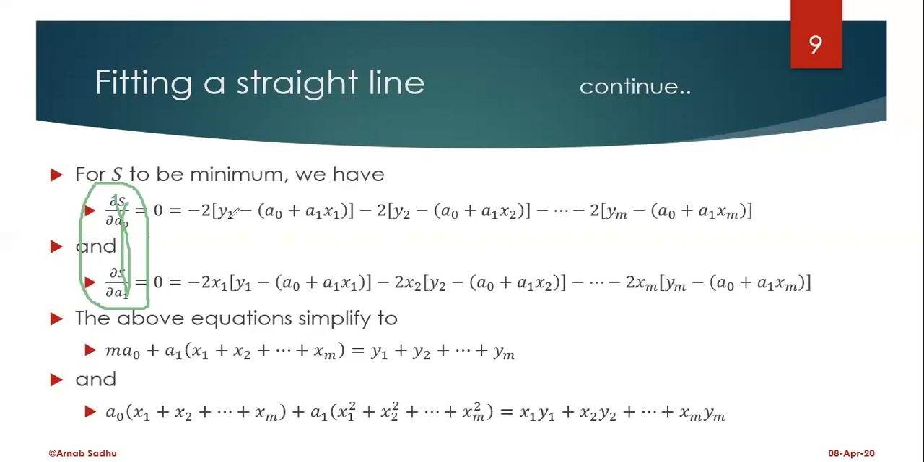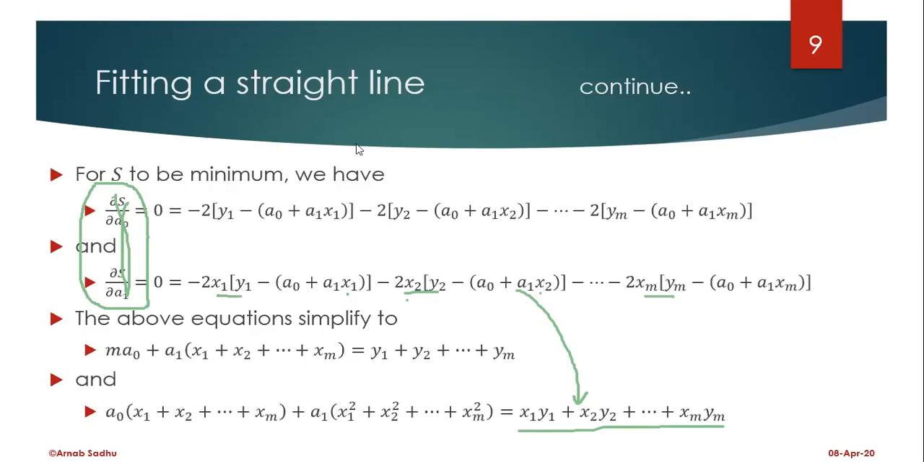On the right hand side I will just pick up the y, so y1 plus y2 plus up to ym. This is for the first one. And the second one simplifies to this: a0 into x1 plus x2, because this a0 is multiplied with x1, x2, up to xm, whereas a1 is multiplied to x1 into x1, that is x1 square, x2 into x2, that is x2 square. So a1 into x1 square, x2 square, up to xm square is equal to x1 y1, x2 y2, up to xm ym. So this is the term at the right hand side of the equation.